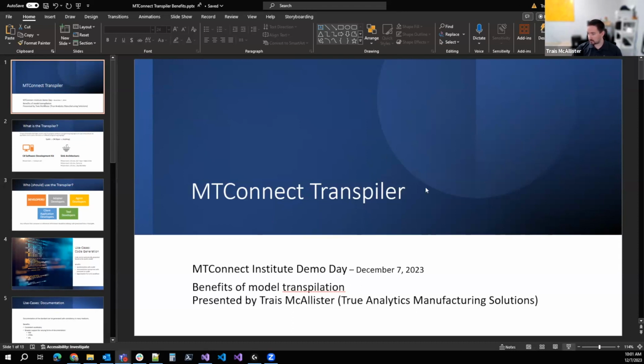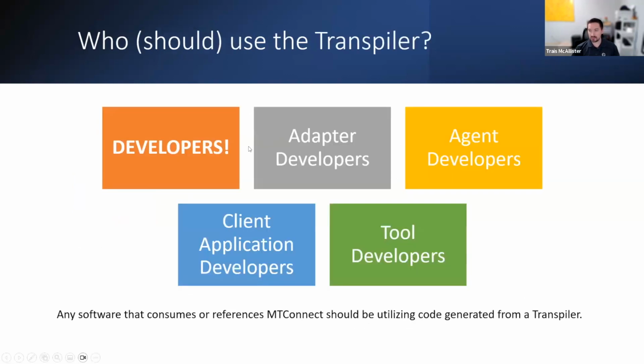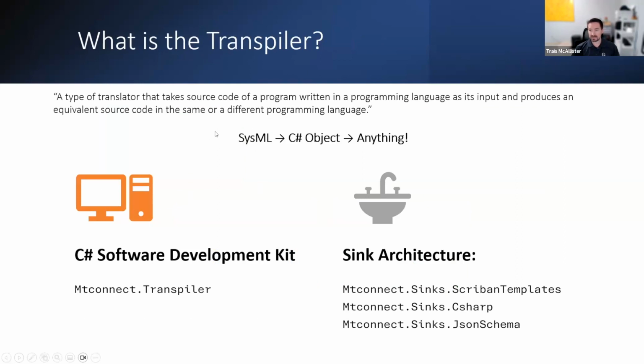So there we go. All right, so the transpiler. What is the transpiler? If you ask Wikipedia, it's a type of translator that takes source code from a program written in a programming language as its inputs, and then produces an equivalent source code in a different programming language. As it relates to MTConnect, more or less, it is taking SysML, turning it into a C# object, and then converting that object into basically anything else. And that's a lot of what I'll be showcasing throughout this presentation.